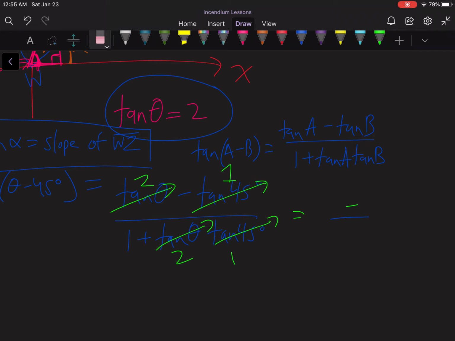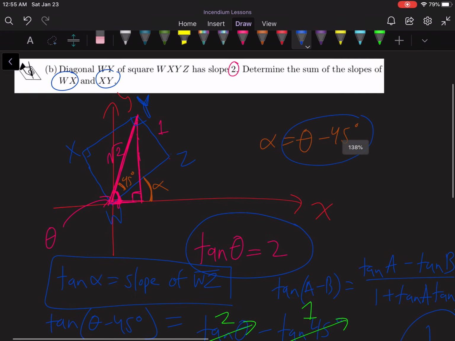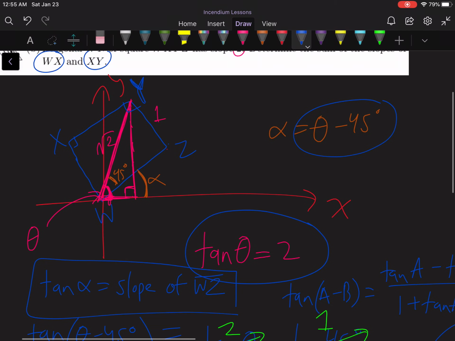Alright, so anyways, plugging in the numbers, you get 1 over... Why did I change colors? Okay. You get 1 over 3. Right? 2 minus 1 on the top, and 1 plus 2 on the bottom. Yep, 1 over 3. Okay. We have found the slope of WZ, and it's 1 over 3. So that's this length right here.